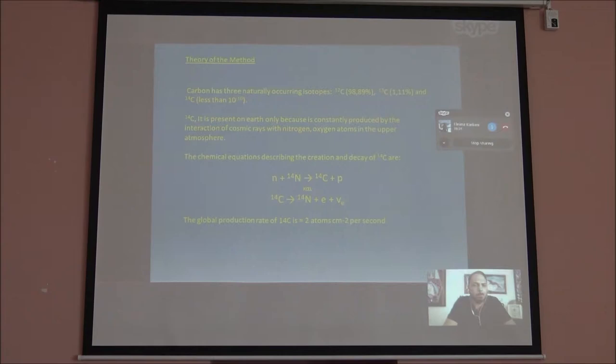Carbon 14 is present on Earth because it's constantly produced from nitrogen and oxygen atoms in the upper atmosphere. The chemical equations describing the creation and the decay of carbon 14 are the following, where nitrogen interacts with a neutron due to cosmic rays and produces a carbon 14 atom and a proton. The carbon 14 decays because it is unstable, to nitrogen 14, emitting an electron and an electron antineutrino. The global production rate of carbon 14 is approximately 2 atoms per square centimeter per second.